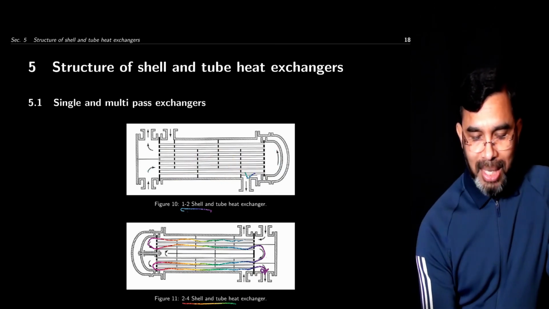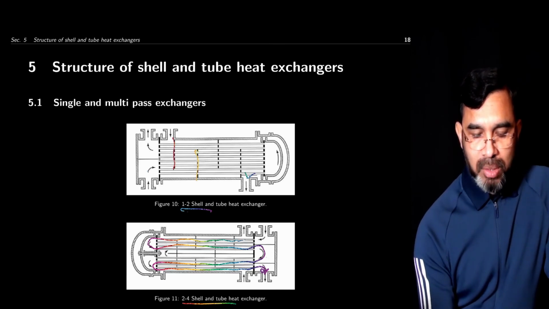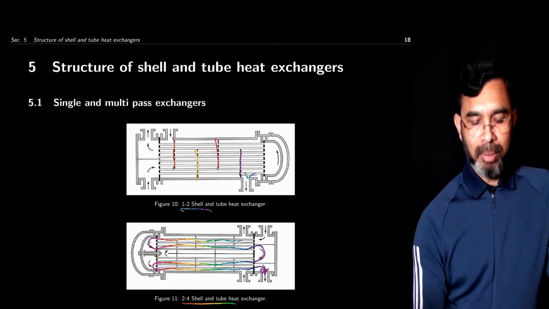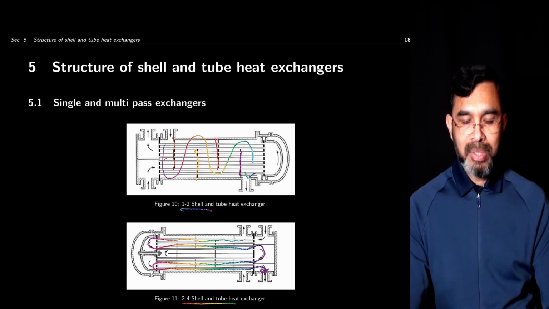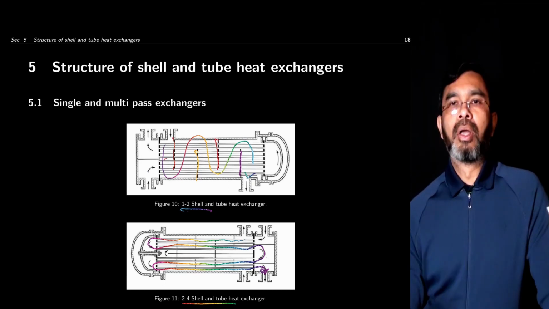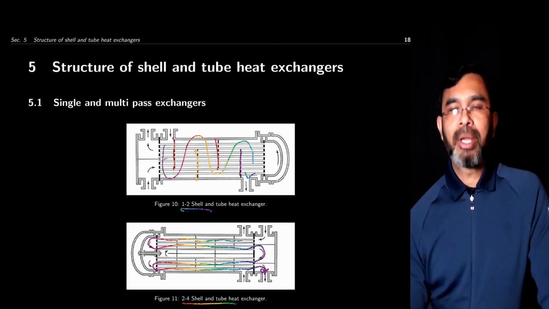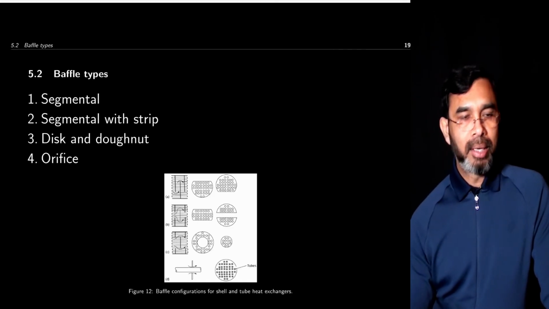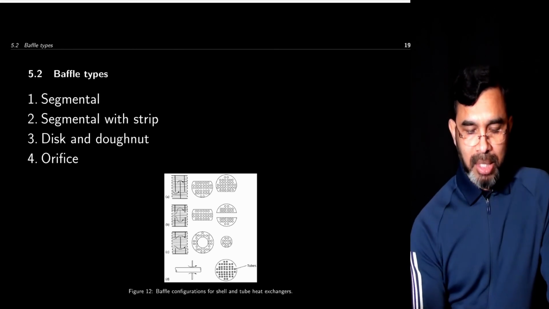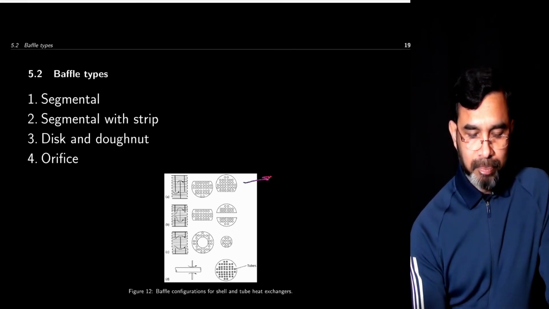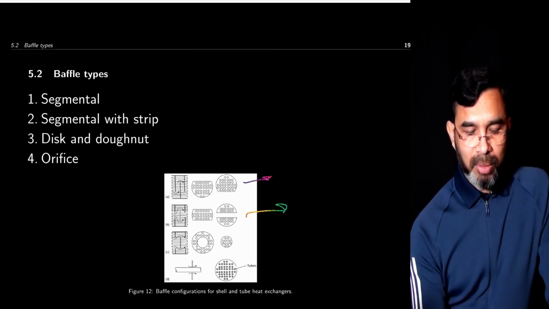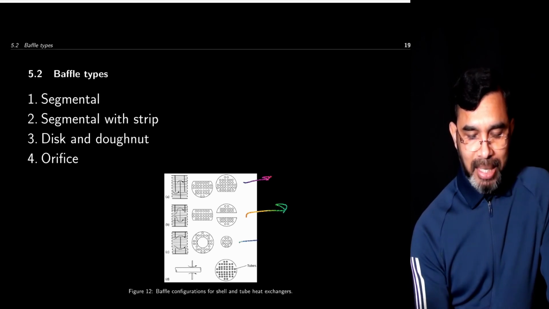Now on the shell side, the passes are created by these baffles over here. The baffles serve different purposes. For example, they make sure that all of the tubes are in contact with the shell side fluid. Also, they give some structural support. These baffles can be constructed in different ways. Here it shows segmental, this is segmental with strip, and this is disc and donut.